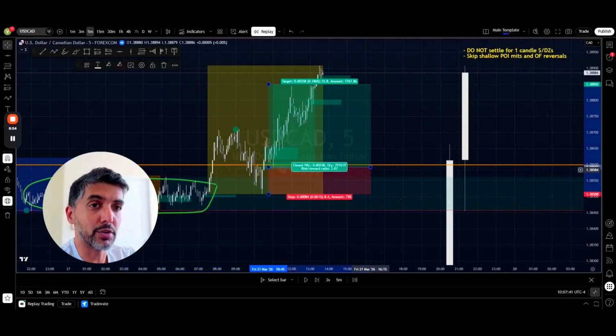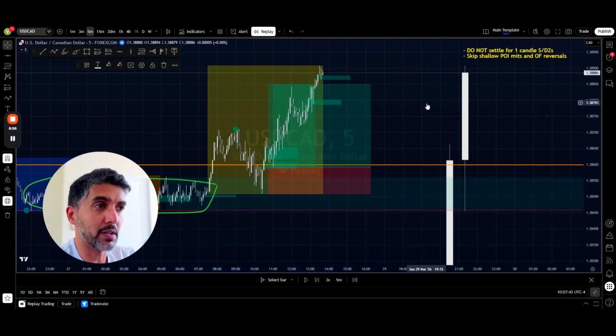Now, as I said, I could always take partials along the way and extend my take profits in order to collect more profit. But this is something I'm working on. And so it's not part of my active trading experience, but something I'll look to fold in in the future.